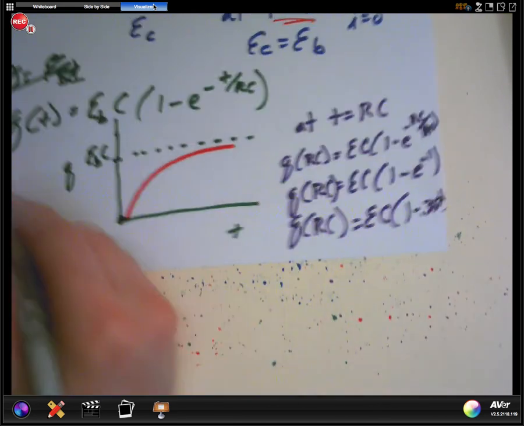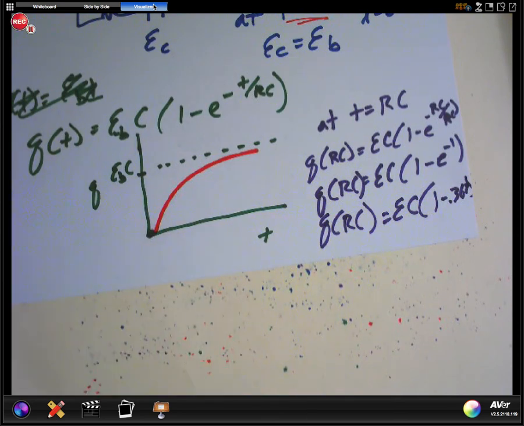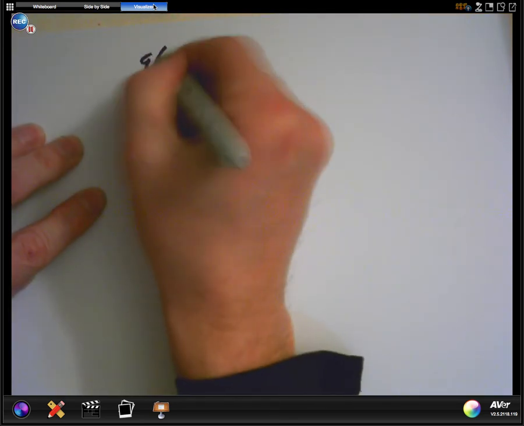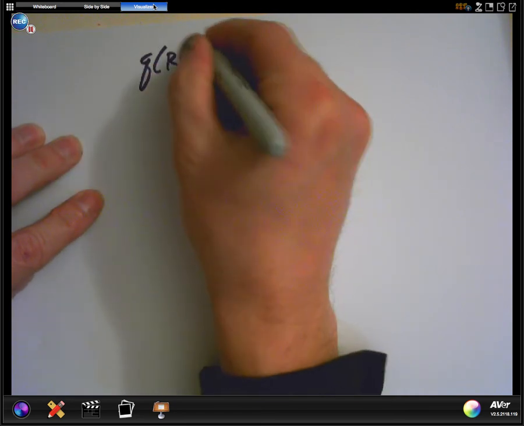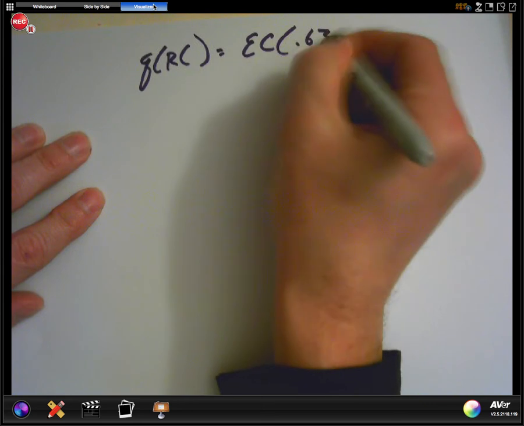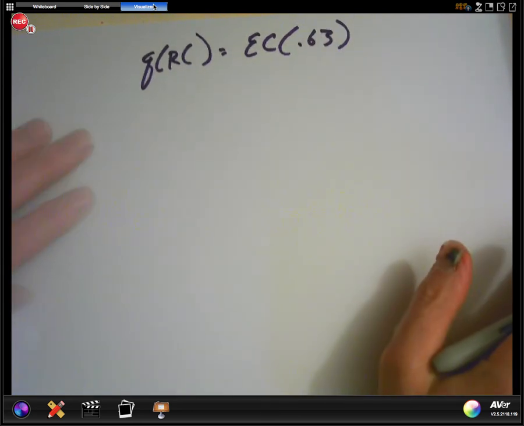So what I find is that, right here, sorry, Q of RC comes out to be epsilon c times 0.63. And so 0.63, we can think about that as 63%.